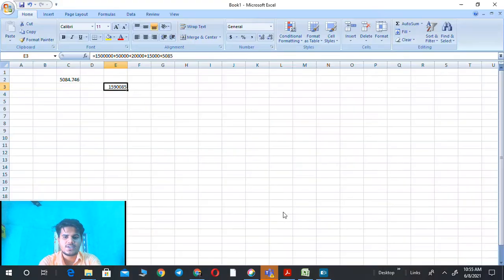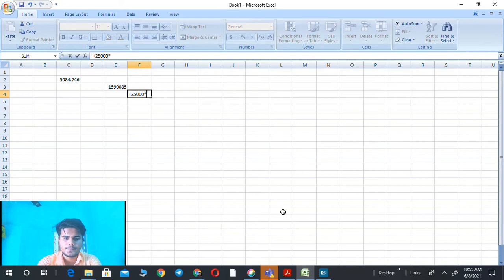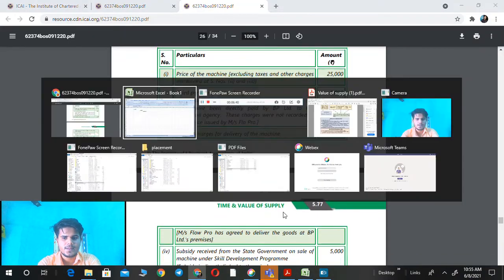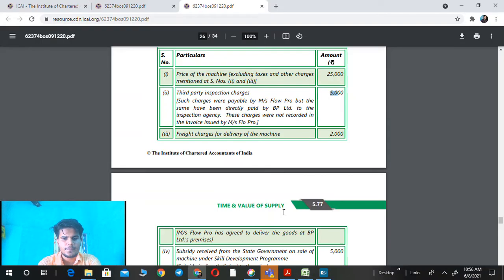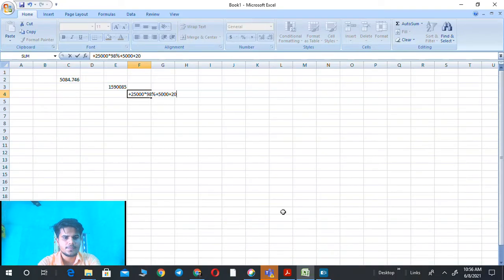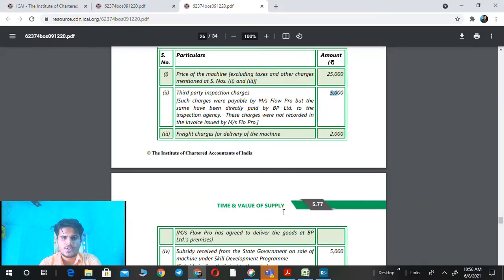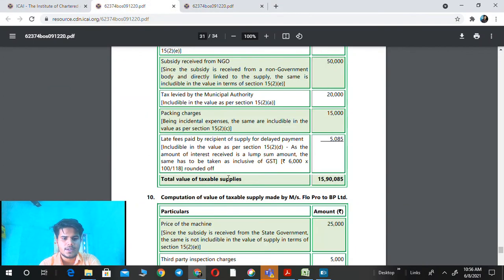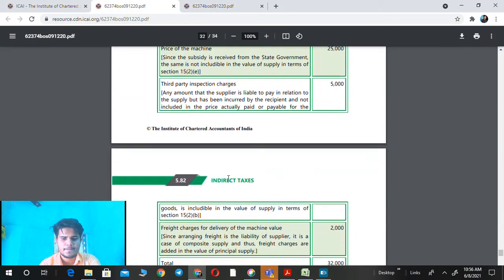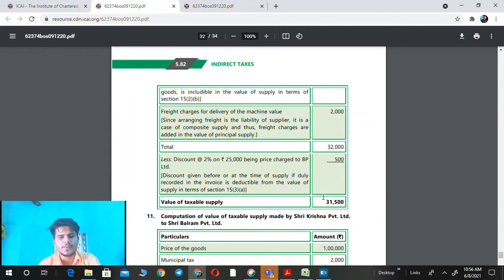So the transaction price should be 25,000 into 2%, means 98%, plus 5,000 plus 2,000 freight amount. So the transaction price should be 31,500. So verify the answer. 35,500. Okay.